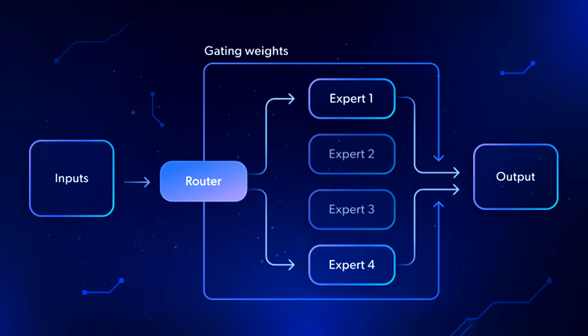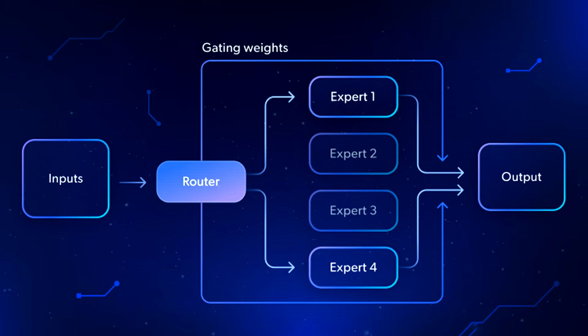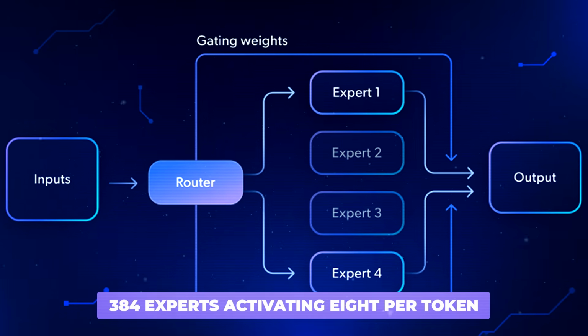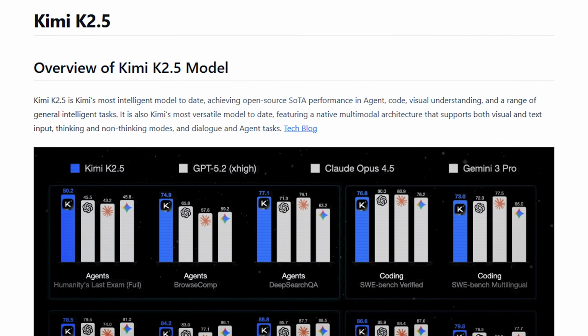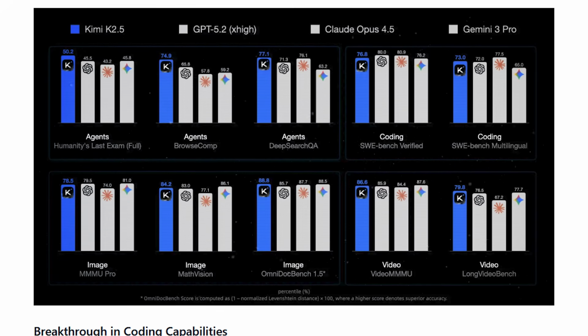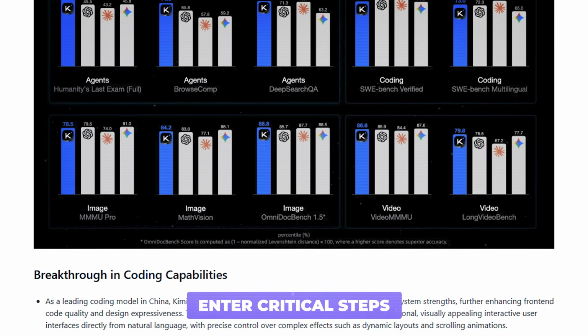It reminds me of mixture of experts architectures. You know, where a router picks from 384 experts, activating 8 per token for efficiency. Here, Kimi's orchestrator acts like that router, spawning agents on the fly. But there's more nuance. Enter critical steps.